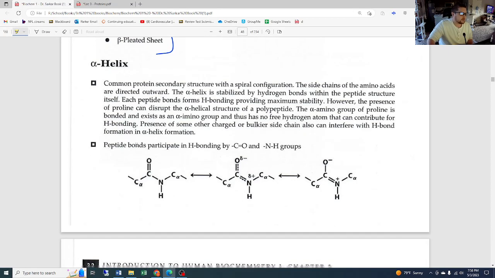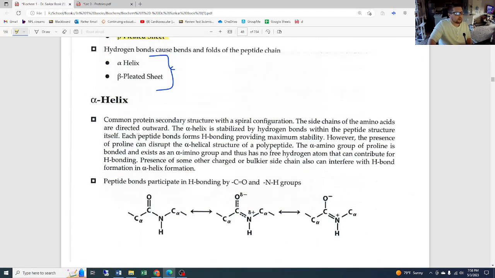Okay, let's look at each of these individually. So the alpha helix is a common protein secondary structure. Remember, it's secondary, which means it's what type of bond? We just talked about this, just said it.